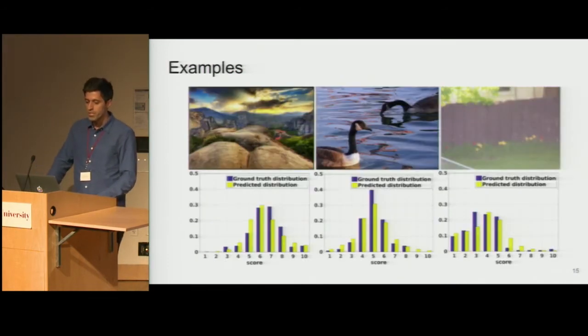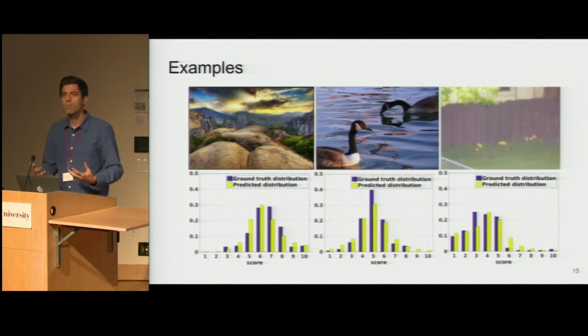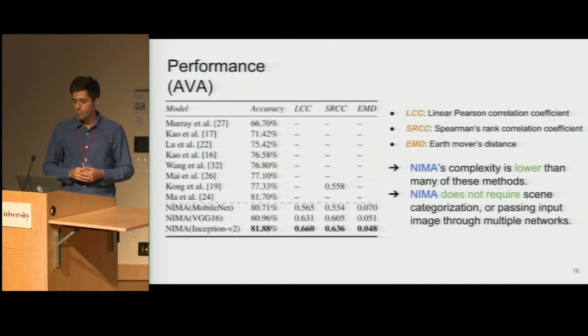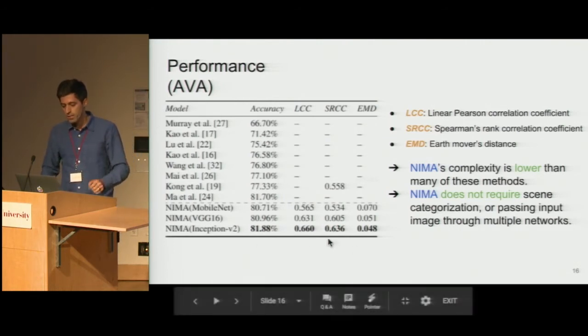Some examples. On the left, you see a relatively high-quality image with its ground truth and predicted histogram scores. On the right, you see a low-quality image, and in the middle, an image that has a score close to the mean of the overall data set. We've observed that NEMA is capable of closely predicting the ground truth score. And to support that, we compared the performance of NEMA to existing methods out there, and we observed that NEMA based on Inception architecture performs the best.